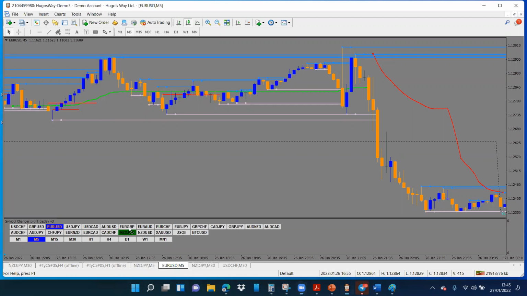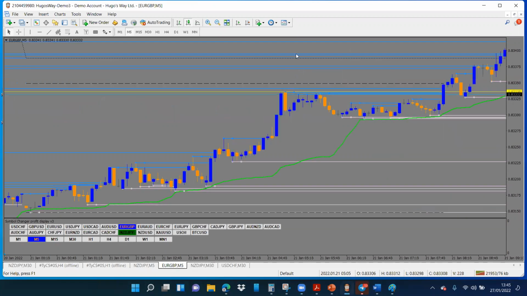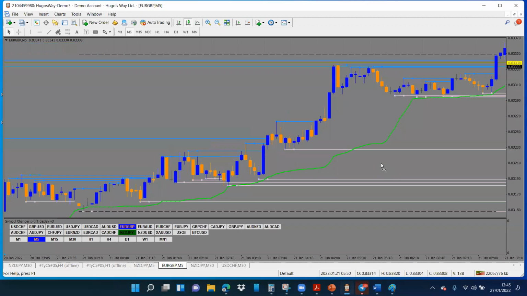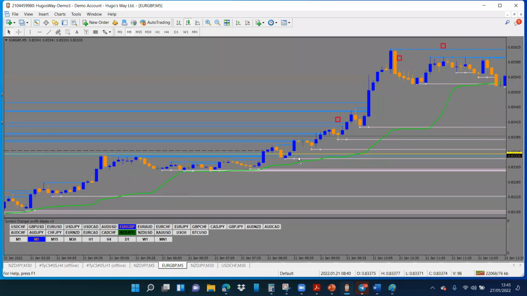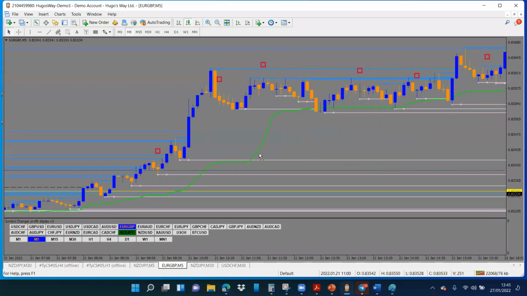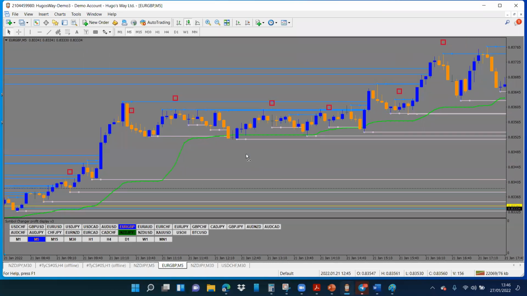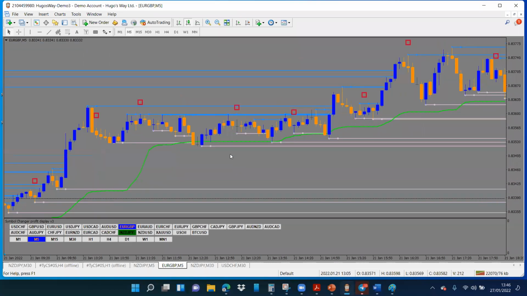Somebody said EG. So let's check EG out. All right, so let's see EG. Can you guys see the trades already? I bet you can see the trades already, right?